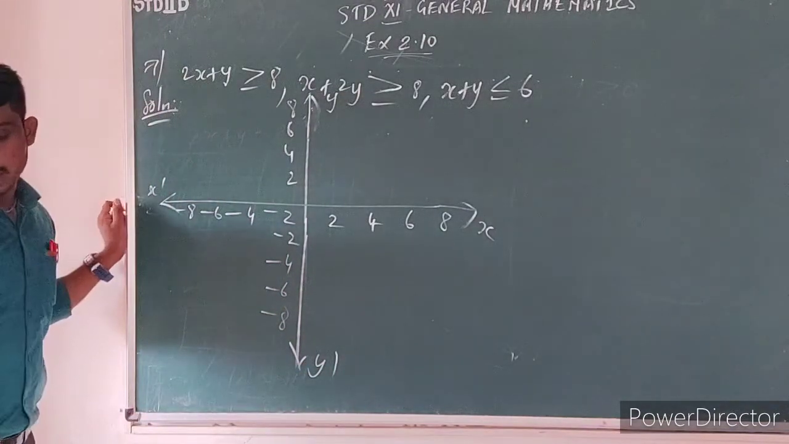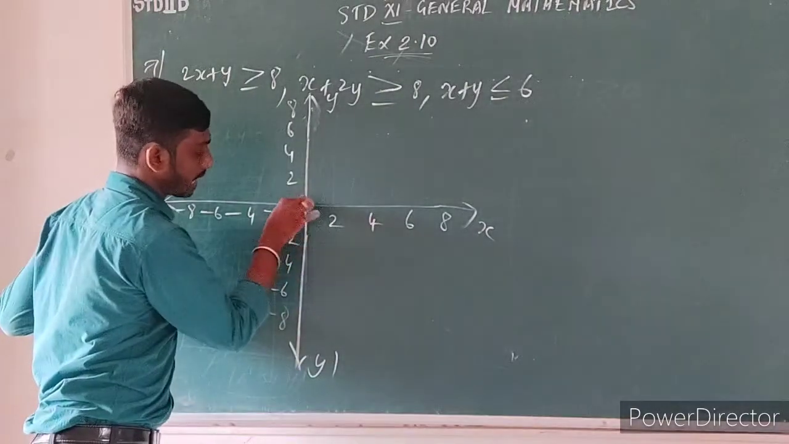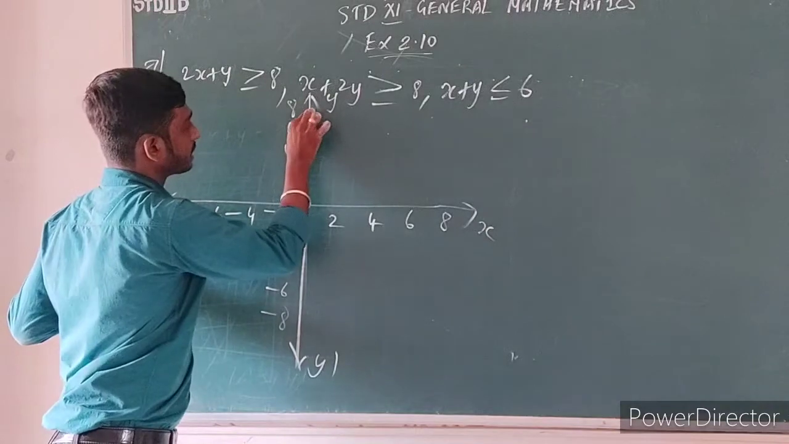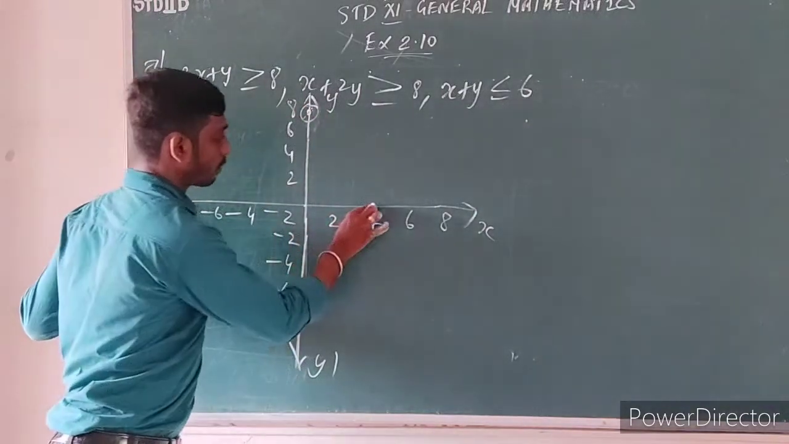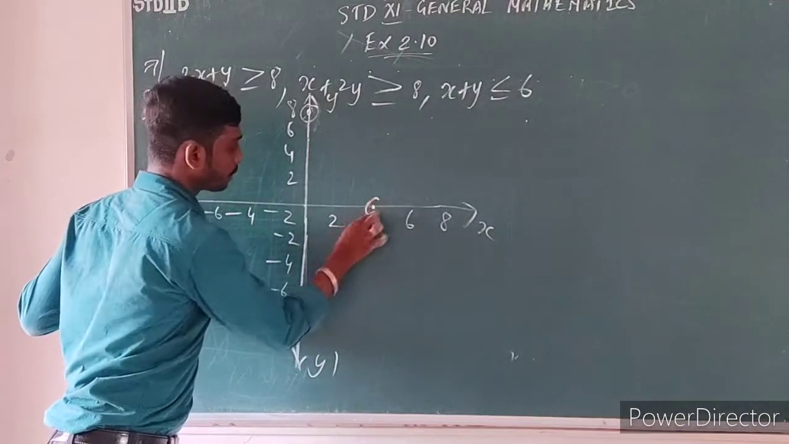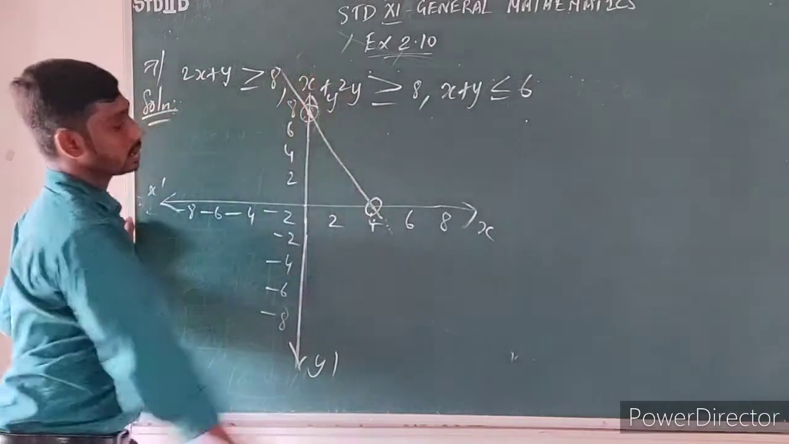The first point will be 0, 8. From the first equation we get 0, 8: 0 in the x-axis, 8 in the y-axis. Then 4, 0 in the x-axis. Now joining these 2 points.